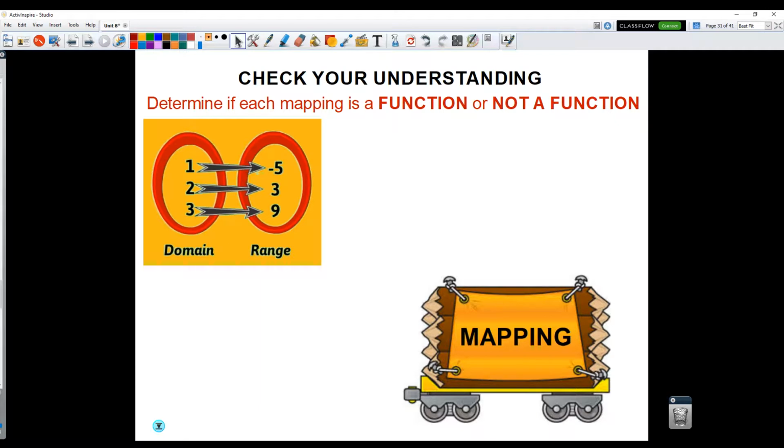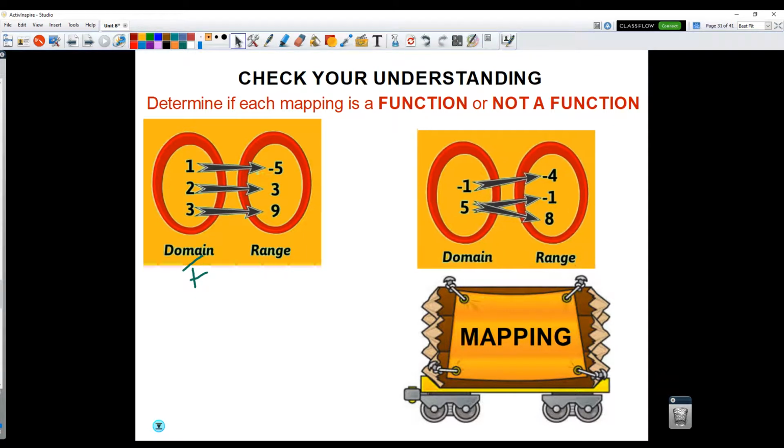You have 1, 2, 3 in the domain, -5, 3, and 9 in the range. Do you notice here how 1 maps to -5, 2 to 3, and 3 to 9? So those x values are not repeating, so therefore this is a function.